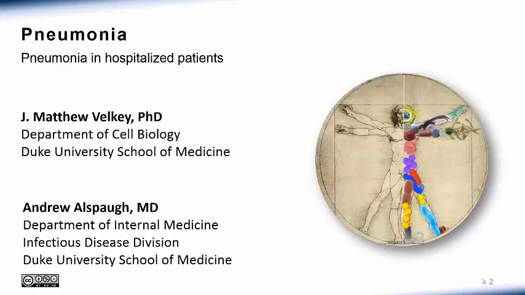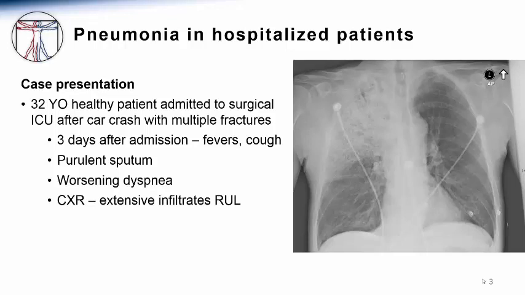In this presentation, we will explore unique aspects of pneumonia that develop in patients who are hospitalized or who are in other healthcare settings. Consider this patient who is an otherwise healthy 32-year-old admitted to the hospital after a serious car crash. 3 days into the hospitalization, the patient develops fevers, shortness of breath, and a cough productive of purulent sputum. The chest X-ray on the right shows a new right upper lobe infiltrate consistent with pneumonia.